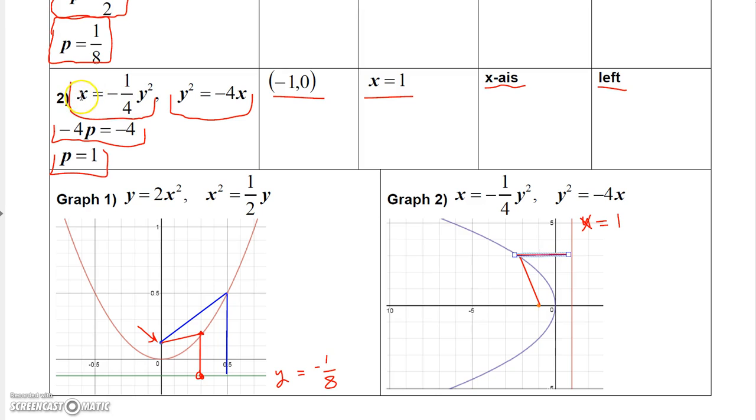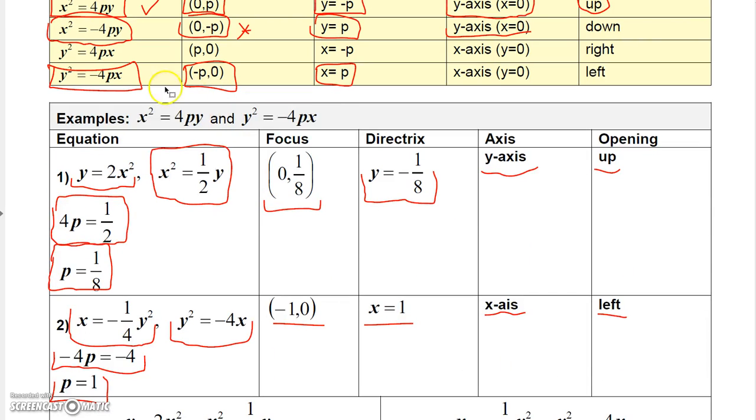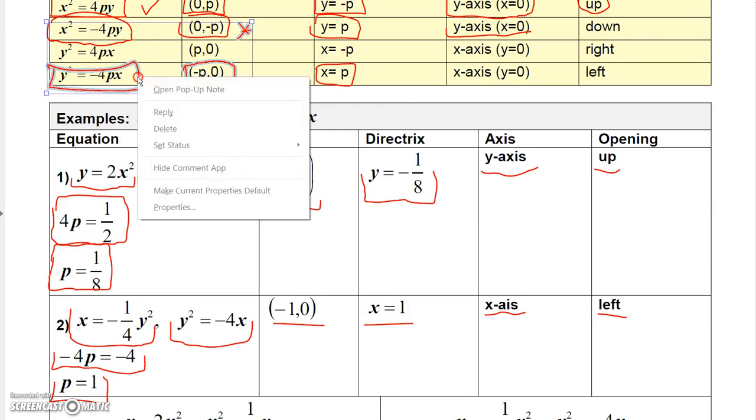Okay, so let's look at number 2 here. You've got x equals -1/4 y squared. So let's solve that for the squared term. So y squared equals -4x. Well, since this is negative, I'm going to be dealing with this one. Y squared equals -4x here.